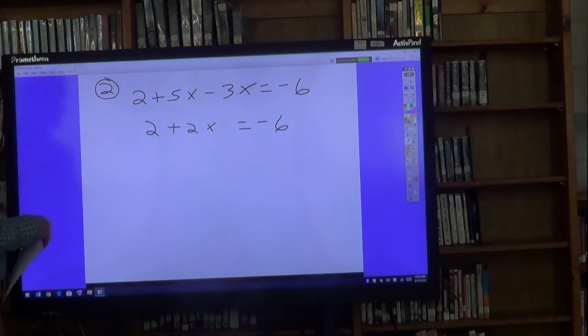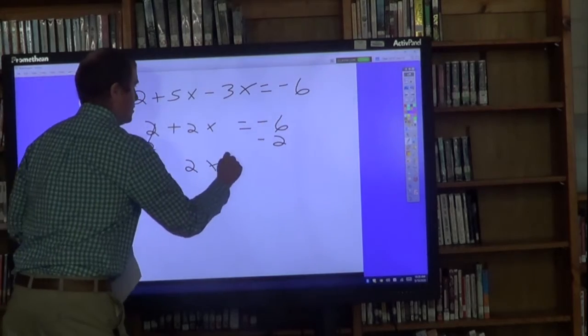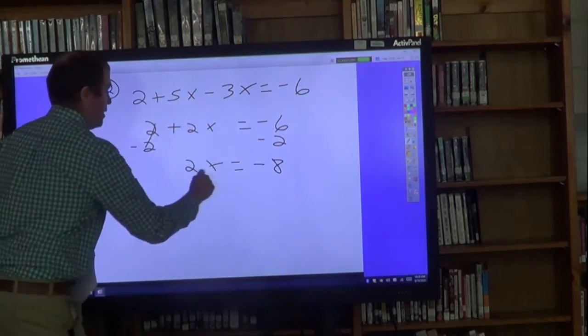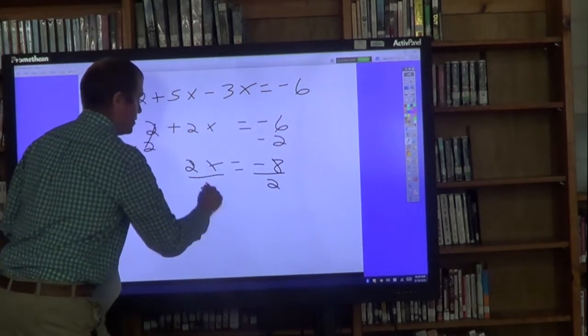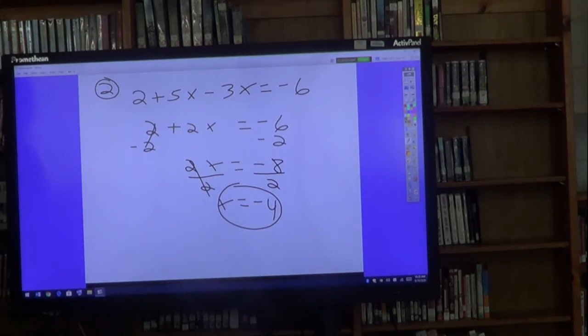So we'll get rid of this 2 by subtracting 2. 2x, that's negative 8. And then divide by 2, x equals negative 4, and you can plug back in and make sure it works out.